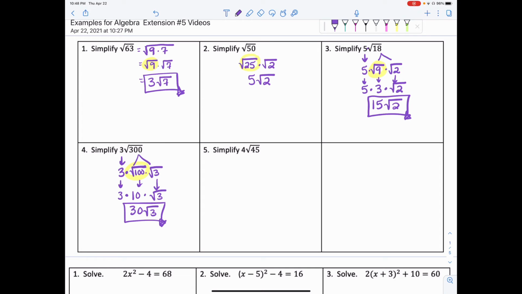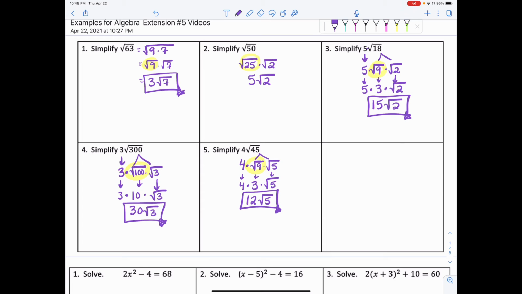For number 5, we have 4 times the square root of 45. I have 4 times, we're going to split the square root of 45 into the square root of 9 times the square root of 5. We're going to bring down our 4 times, we're going to simplify the square root of 9 to be 3 times, we're going to bring down the square root of 5 since we can't simplify that, and then outside in front of the radical is 4 times 3, which is 12, times the square root of 5.